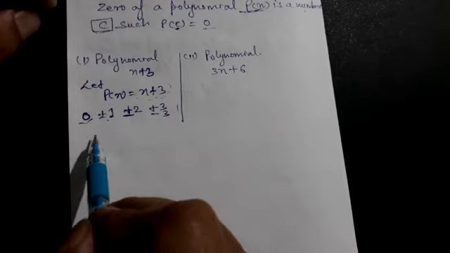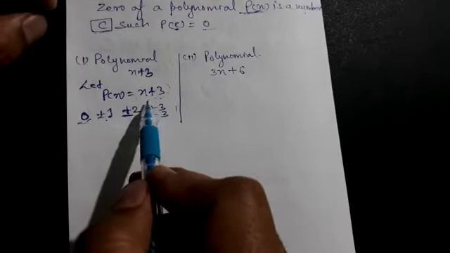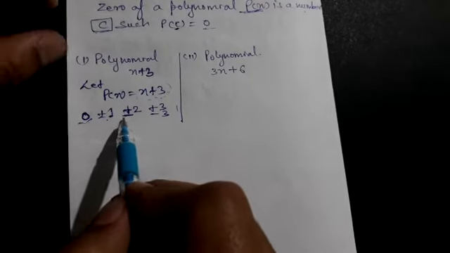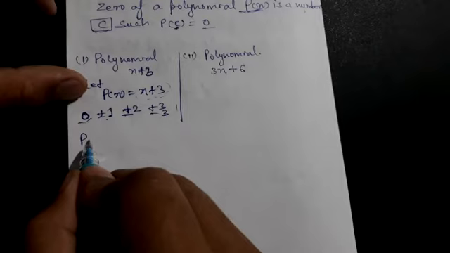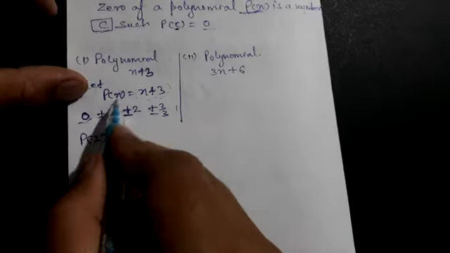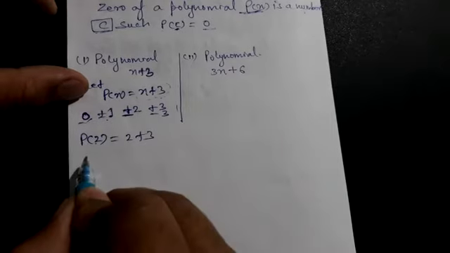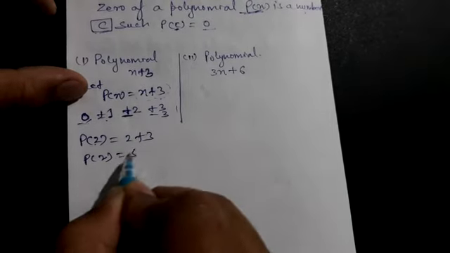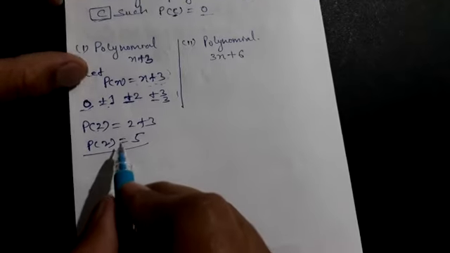So 0 is not giving 0. Tell me whether plus 1 will give 0. Plus 1 we have checked, it is not giving 0, neither is minus 1. Plus 2 we will check by substituting plus 2. So p of 2, in place of x we are substituting 2. So p of 2 is equal to 2 plus 3, so p of 2 is equal to 5. This is not 0, so 2 is not a zero of the given polynomial.